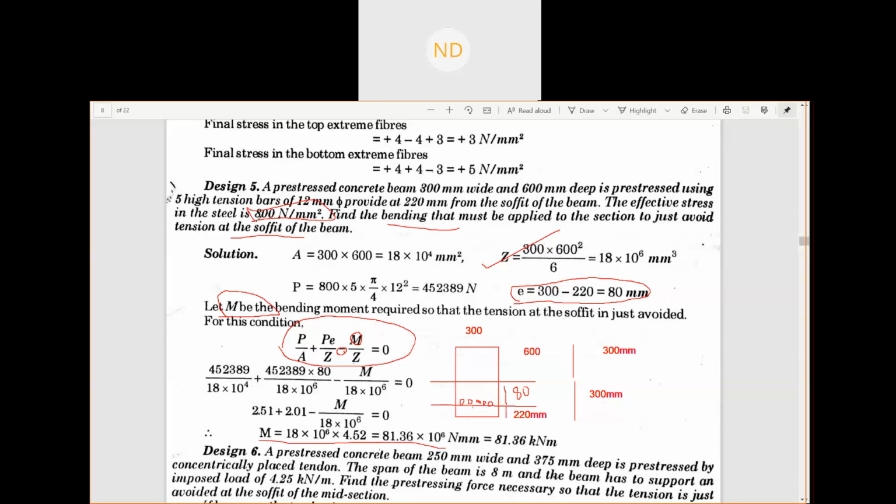So in that case, you will again equate it in this way. At the top it will be P by A minus PE by Z plus M by Z, and at the bottom it will be P by A plus PE by Z minus M by Z. From this you can find out either the pre-stressing force, or the moment, or the eccentricity if you want. In this way you can equate and calculate anything you are asked to find.